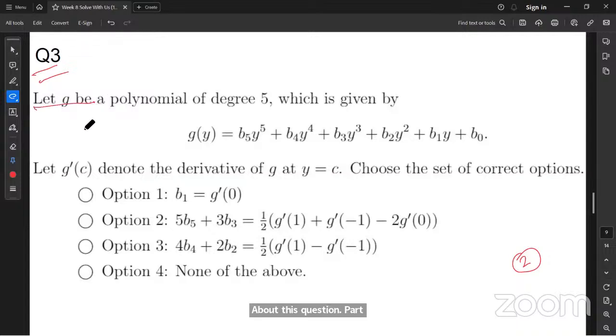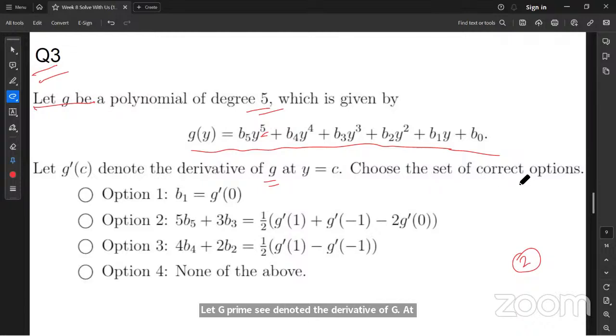What is the question saying basically? Let g be a polynomial of degree 5. We can easily see it's a degree 5 polynomial, which is given by this. Let g prime c denote the derivative of g at y equal to c. Choose the set of correct options. So basically, at c we need to check the derivative.